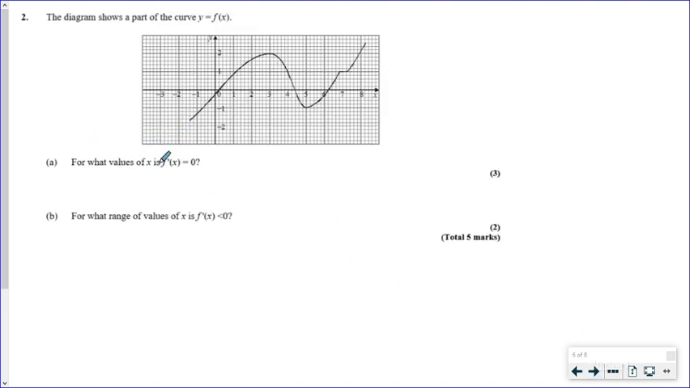So again, it says, for what values of x is the derivative, that's the little apostrophe f, derivative equal to 0? So again, when it's equal to 0, we're looking for maximums and minimums, or anywhere where the slope will equal 0. So look here, I can see one right here, boom. The slope right here, that's a stationary point, that equals 0. So what value of x is there? 3. So I've got x equals 3.